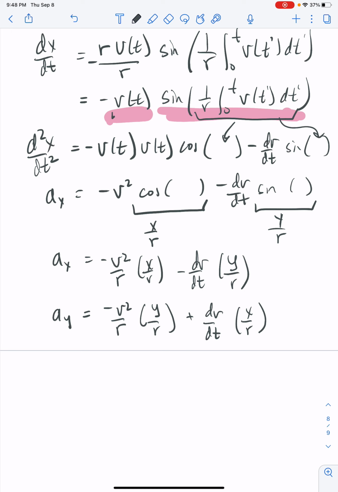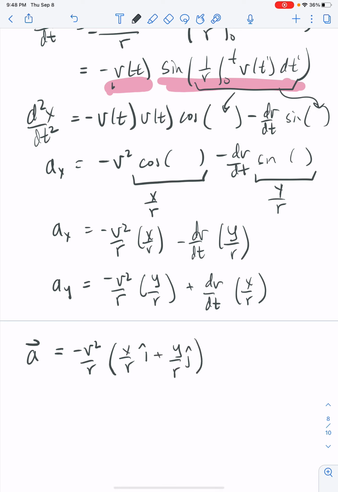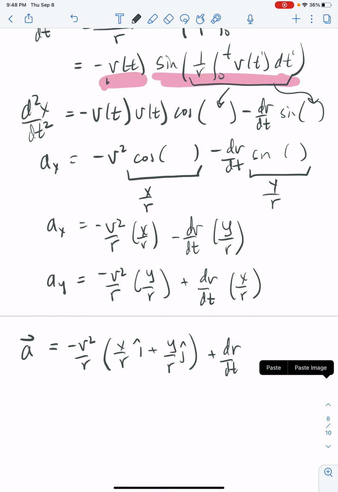And so we can rearrange this and now write this as a vector. We've got a is negative v squared over r times (x over r i hat plus y over r j hat) plus dv dt times (negative y over r i hat plus x over r j hat).